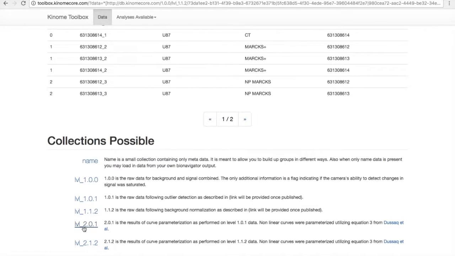For comparison purposes, we're going to go ahead and open up both of these. The reason we've chosen to do this in this manner is because the methods we're applying for this background normalization are very unique and have not been utilized previously. So we wanted to show whether or not the background normalization was a good process.